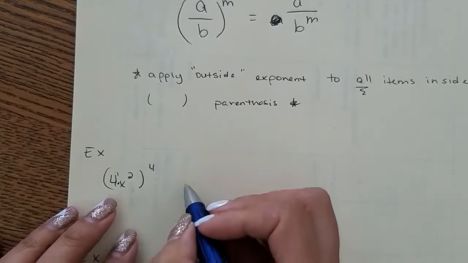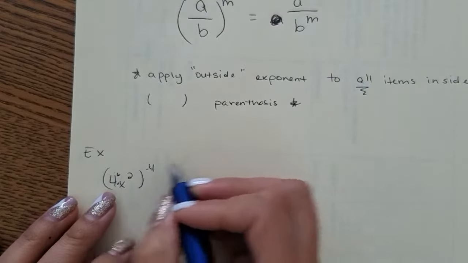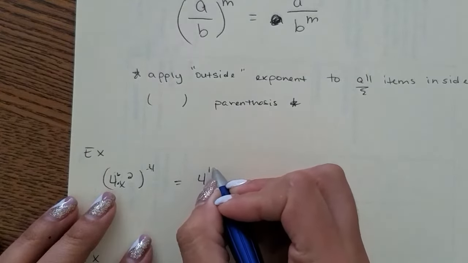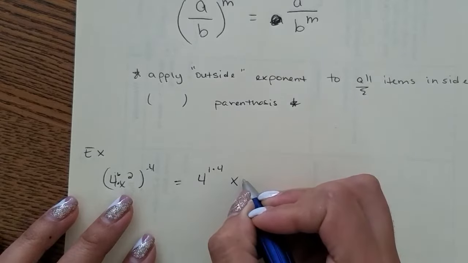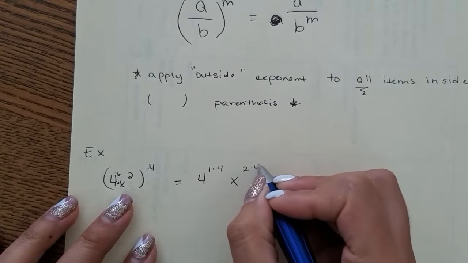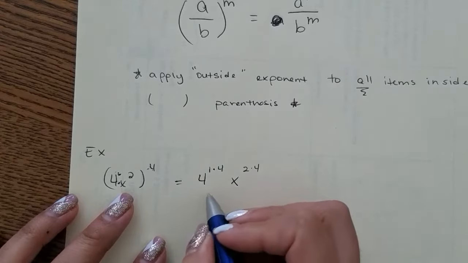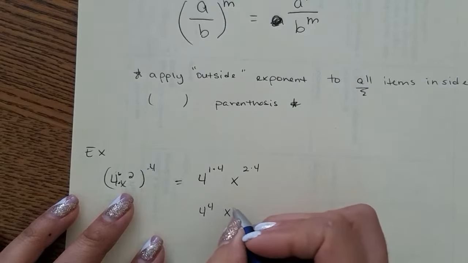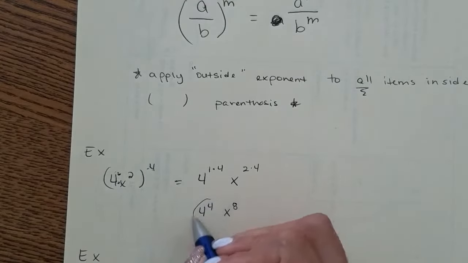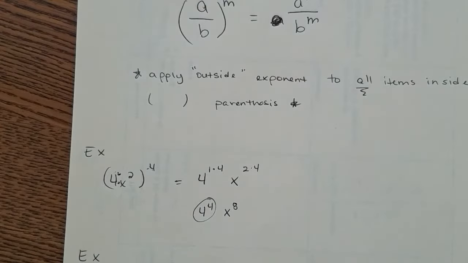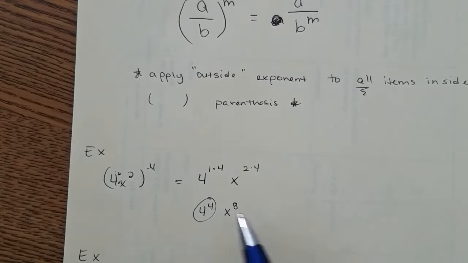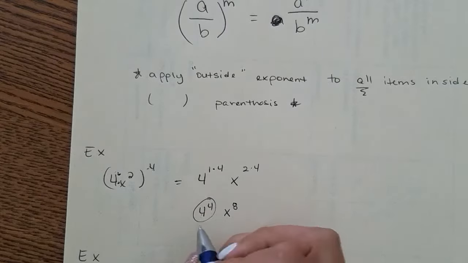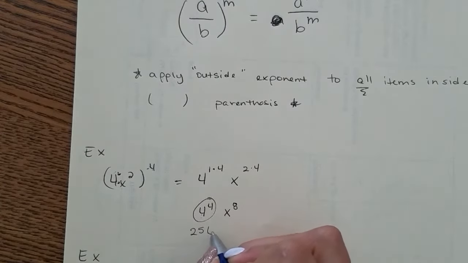Okay, so what you do is you are multiplying these two exponents. So what you have is 4 to the 1 times 4, and then x to the 2 times 4. Okay, so then you have 4 to the 4, x to the 2 times 4 is 8. Okay, you don't want to leave your answers like this if they have coefficients. Any coefficient to a power, you always just need to evaluate it for whatever it is. So you can just plug this into your calculator, 4 to the 4th power, and you'll get 256 x to the 8th.